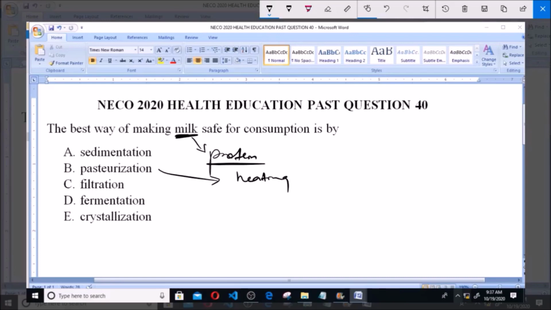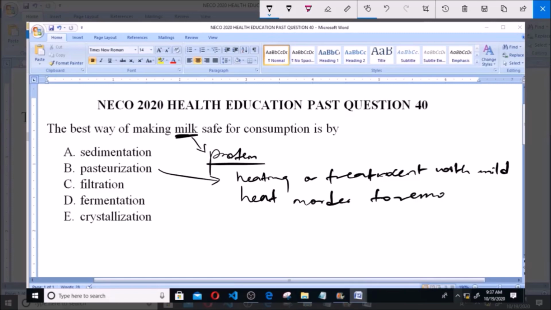Pasteurization involves the heating or treatment of milk with mild heat, in order to remove pathogens and also to extend the shelf life. That's what pasteurization involves, that is, heating or treatment of milk with mild heat. Now, the heat in this case is not very high or much.